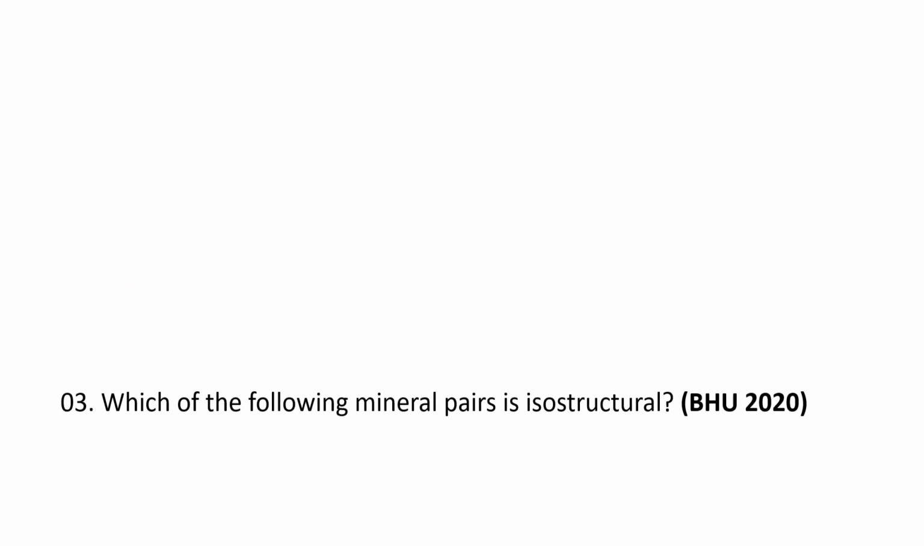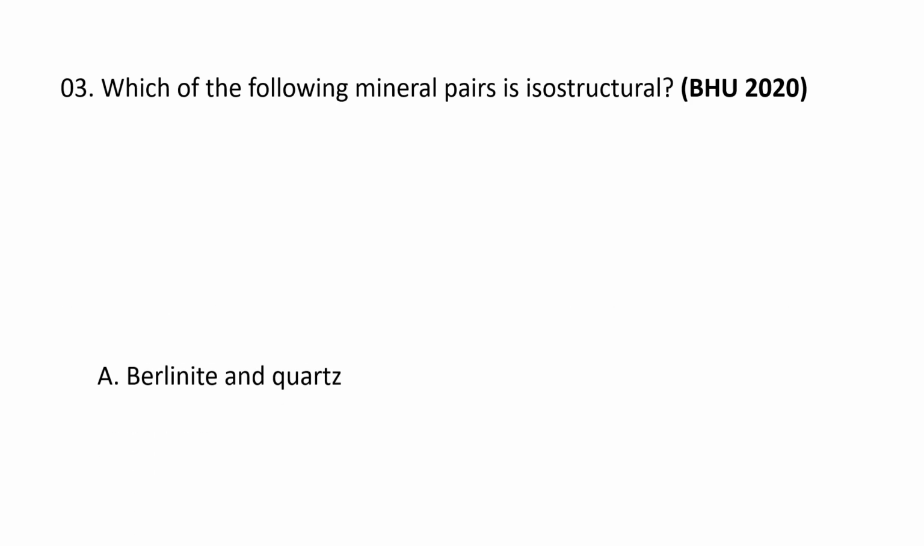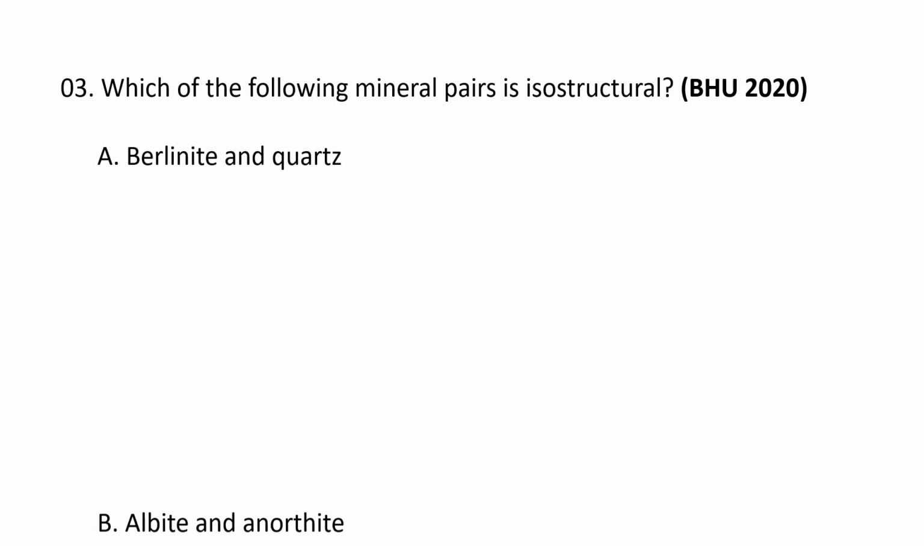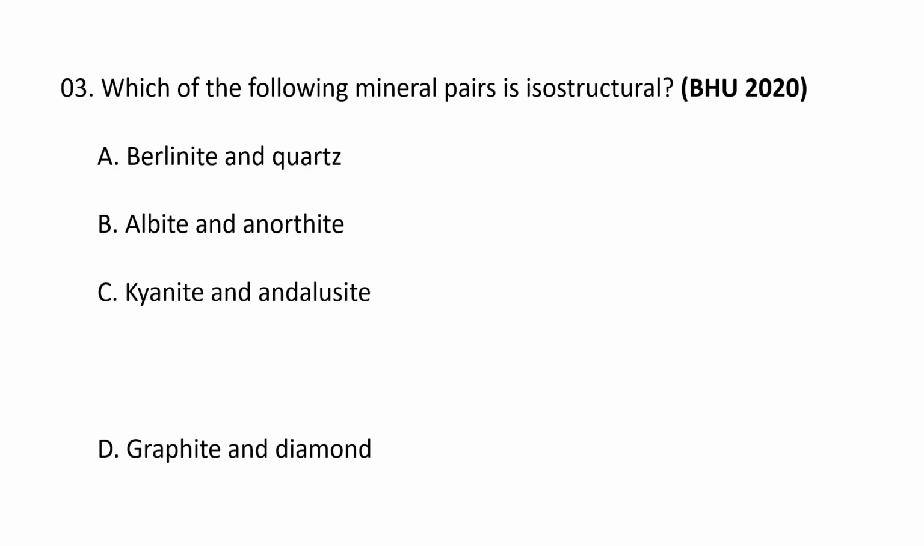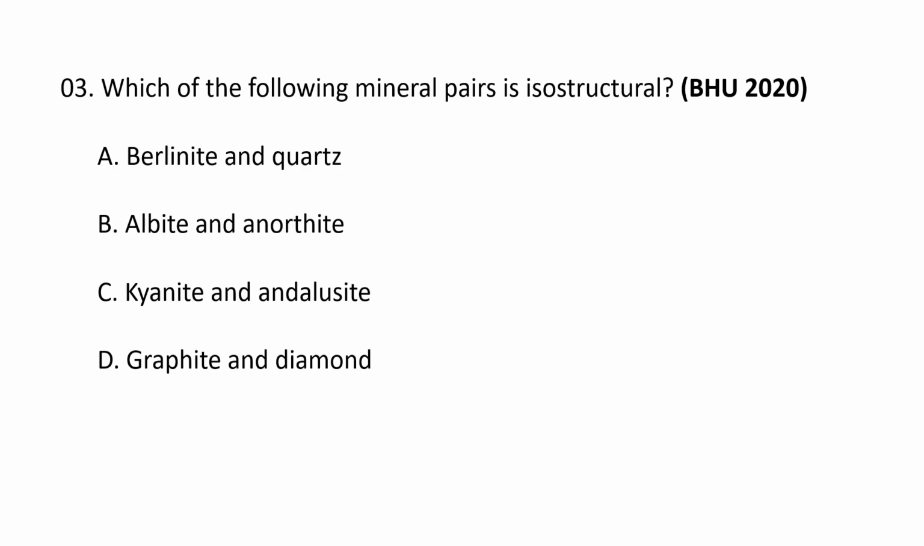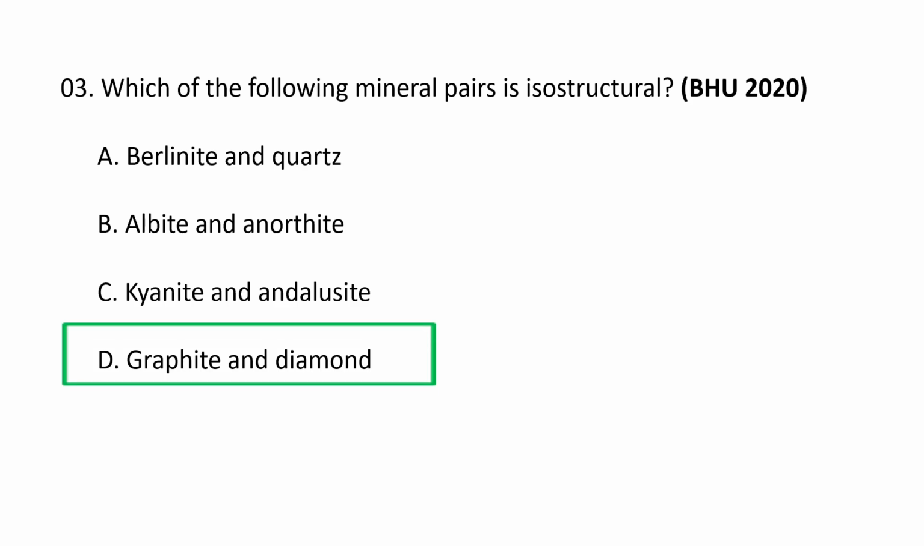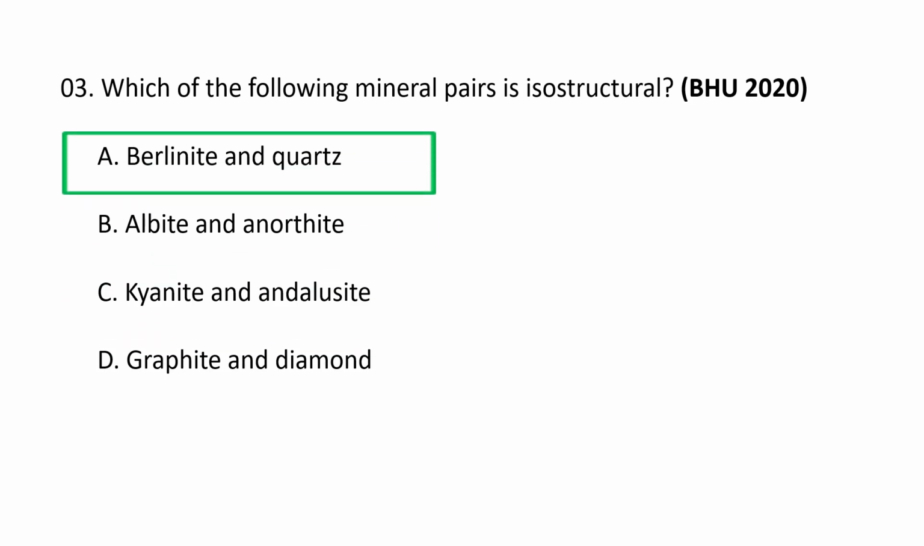Next question. Which of the following mineral pairs is isostructural? A. Berlinite and quartz. B. Albite and anorthite. C. Kyanite and andalusite. And D. Graphite and diamond. So the correct option is A. Berlinite and quartz. These are isostructural, meaning they have the same crystal structure. Both minerals crystallize in the trigonal system, specifically in the space group P3121, which is the same structure as alpha quartz.